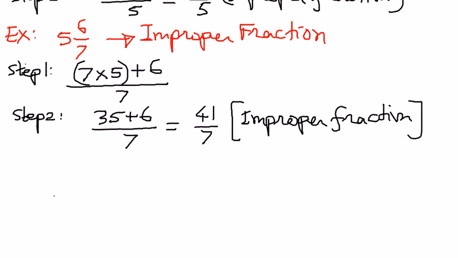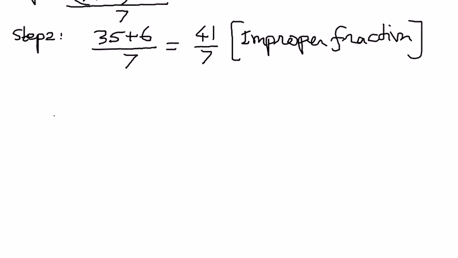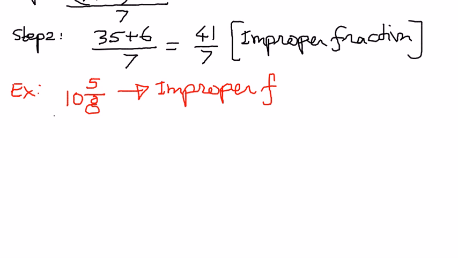Let us try one more example in here, and then in this example, let's say we want to write 10 and 5 over 8 as an improper fraction. We want to write this one as an improper fraction. How do we write that? We're going to write them out in these different steps.